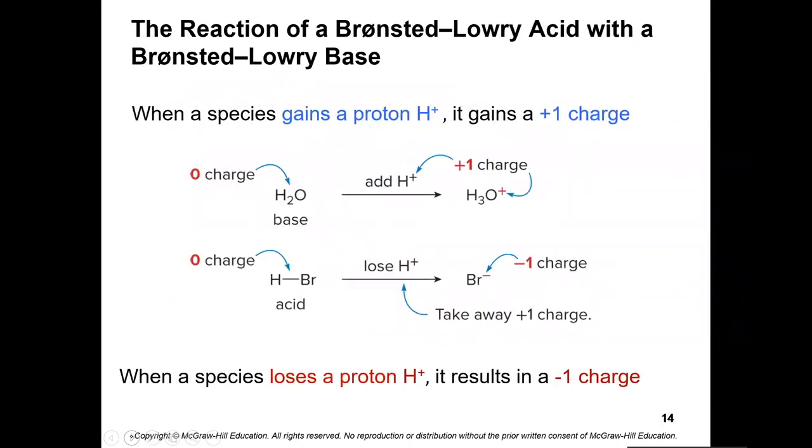Okay, so you've probably noticed so far that when a species gains a proton, which is an H+, the same thing as a proton, it gains a +1 charge because it is positive. So if we have water and it accepts a proton, it's acting as a base. Because it's accepting a proton, it's going to have one more hydrogen and that positive charge. Let's look at HBr. If HBr loses a proton, that means it's an acid. It has donated its proton, and when it does that, it's going to leave behind a -1 charge.